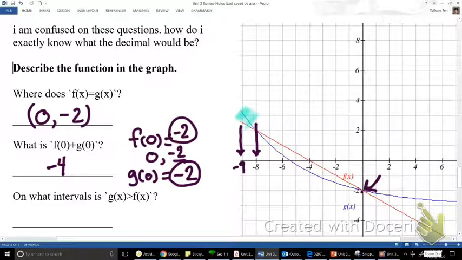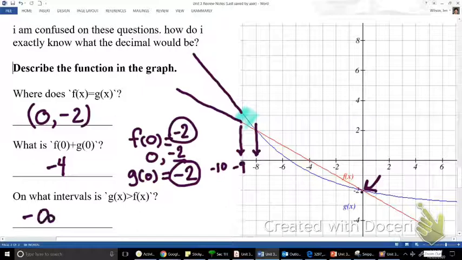But the fact is that this line's going to keep going up, this line's going to keep going that way, so it really starts before -9. And so you're thinking, well, when does it start? Is it -10, -11? It's going to start at -infinity and go all the way to -8. And that's where g of x is greater than f of x.